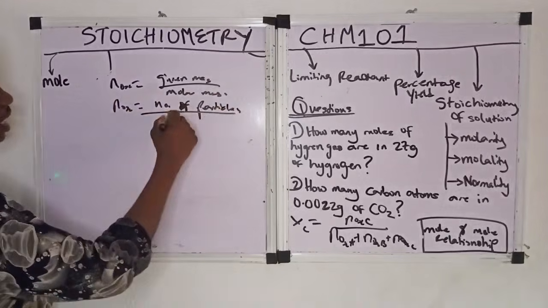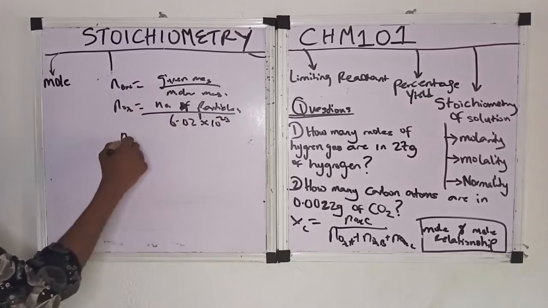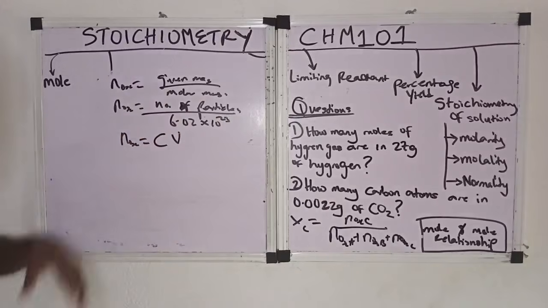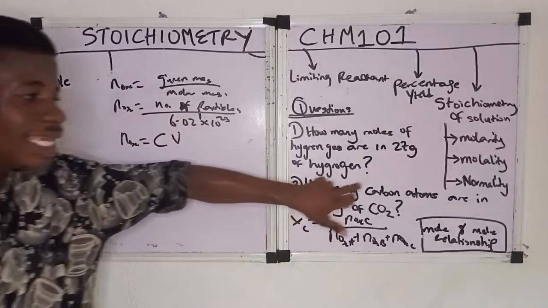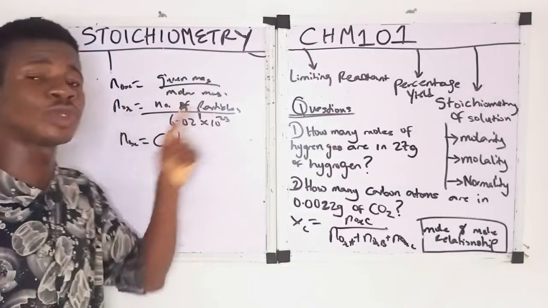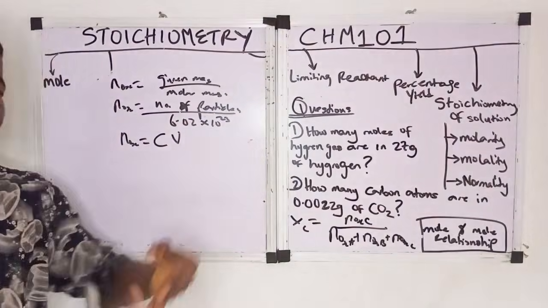Number of particles divided by 6.02 times 10^23. Then the last one I gave you guys is the number of moles equals concentration times volume. Now, look at this one. They ask how many carbon atoms. Remember, I told you that in this second formula, the particles can stand for atoms, molecules, or ions.